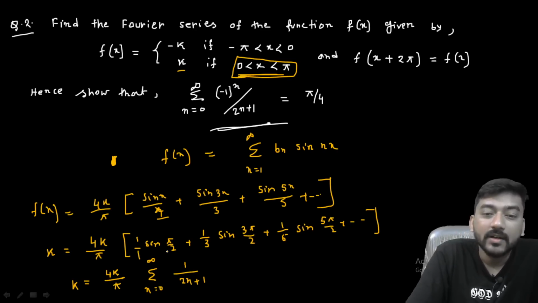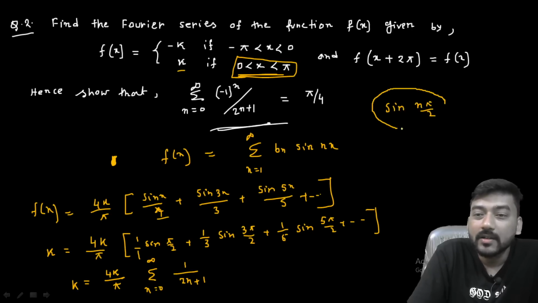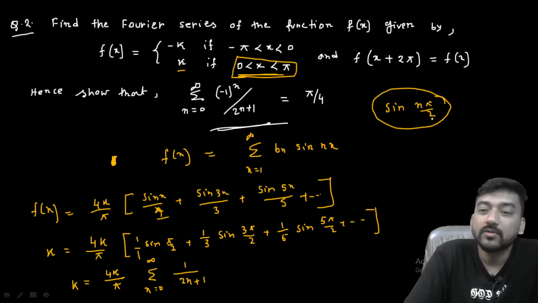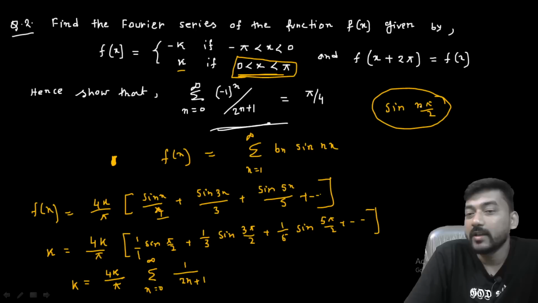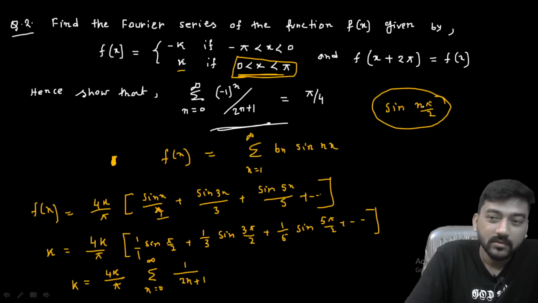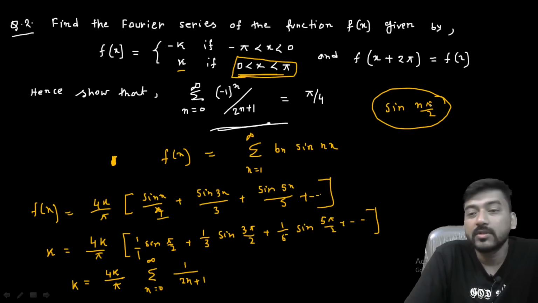This is nothing but, you can see here that this is sin n pi by 2 actually. But here n is odd always, because if n is even, then it will be 0. You can see, if you have sin 2 pi or sin 4 pi, sin 6 pi, then it will be 0. If you put 2 pi here, then it will be pi. If you put 3 pi, if you put 4 pi, then it will be 2 pi, so it will be 0.